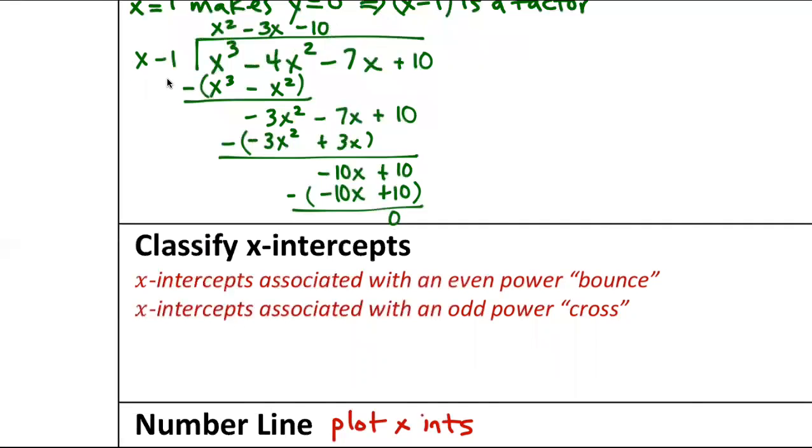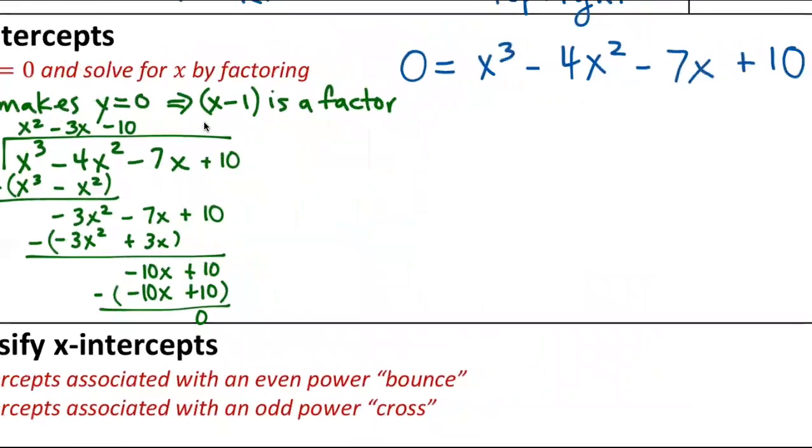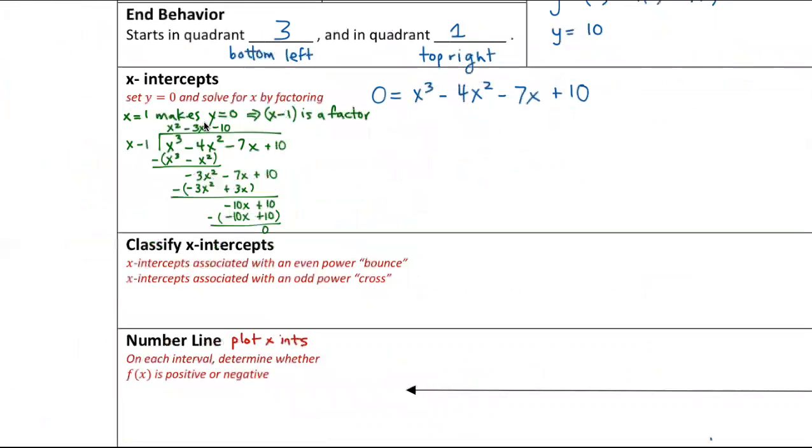And as long as you've picked this factor, this x minus 1, properly, you should get a remainder of 0. So what that means is this x to the 3 minus 4x squared minus 7x plus 10, we can rewrite it as this thing times this thing. So if you have another way of breaking that up, let's go over and write that in. Okay, if you have another way of getting this thing to factor, like I said, you're more than welcome to do it. But this is the way I like to do it. So I can rewrite this big long cubic polynomial as x minus 1 times x squared minus 3x minus 10.